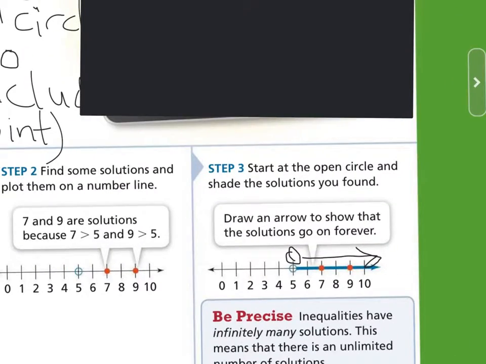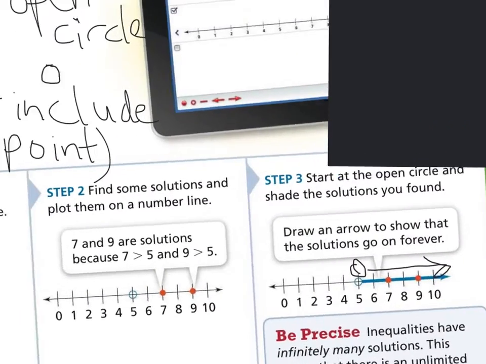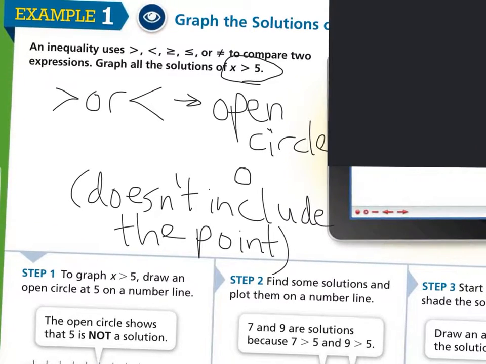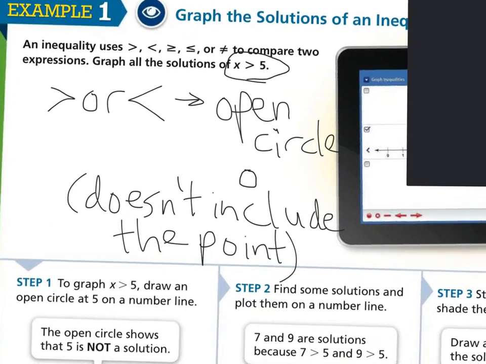So one thing going along with that then, if you have greater than or less than, when you graph these inequalities, you're going to do an open circle, and that means it doesn't include the point. So open circle, kind of like this. Open circle does not include that point.